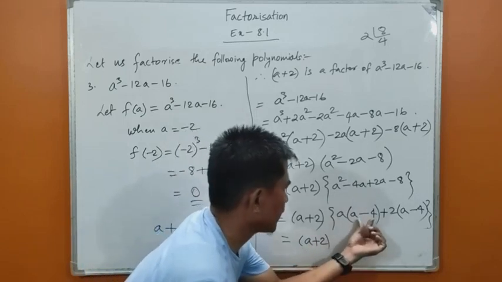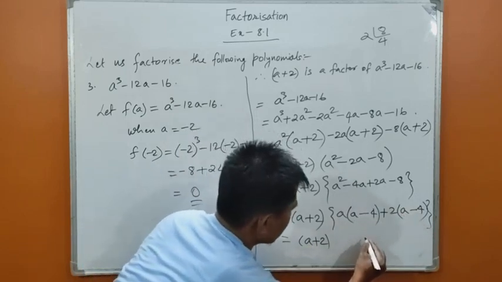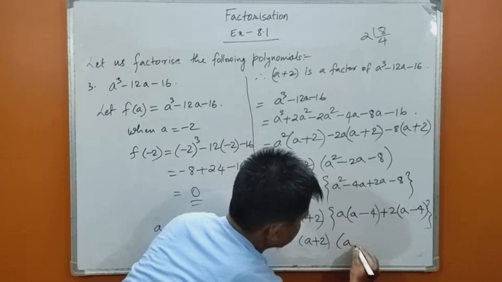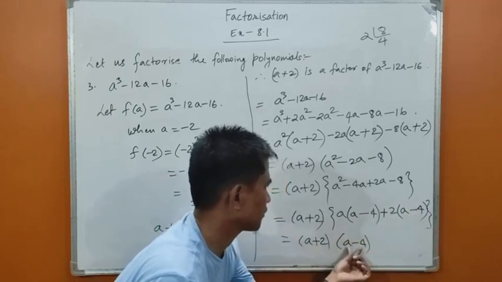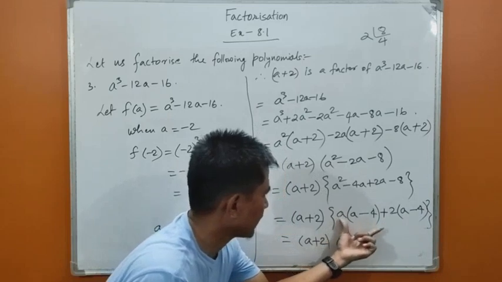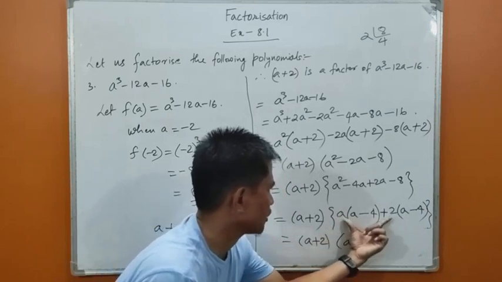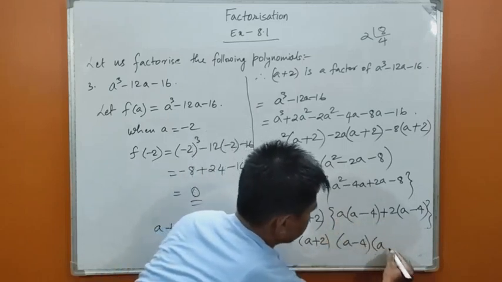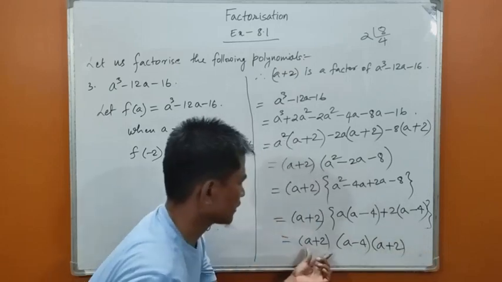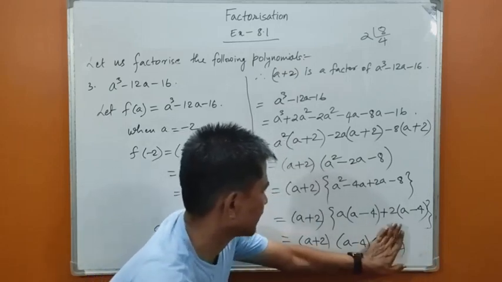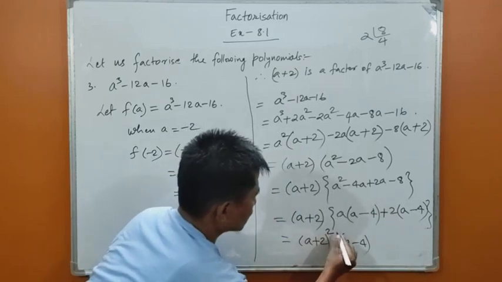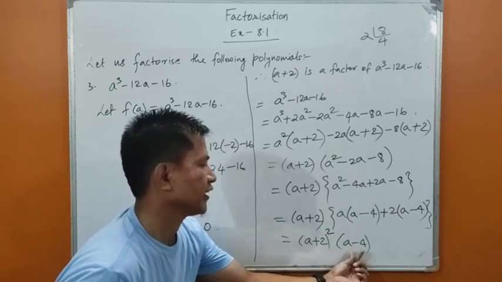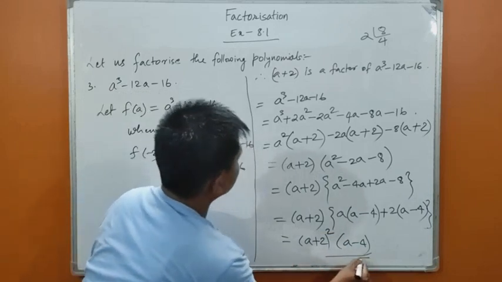Again we have a minus 4 common, isn't it? Now again we have a plus 2, a plus 2. Okay, now this a plus 2 into a plus 2 can be written as a plus 2 whole square, isn't it? A plus 2 whole square into a minus 4. So this is the answer for question number 3.